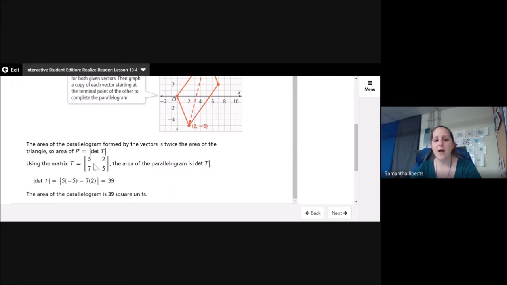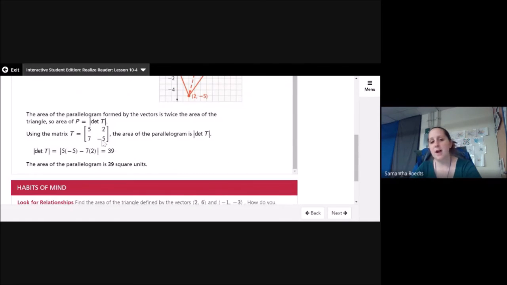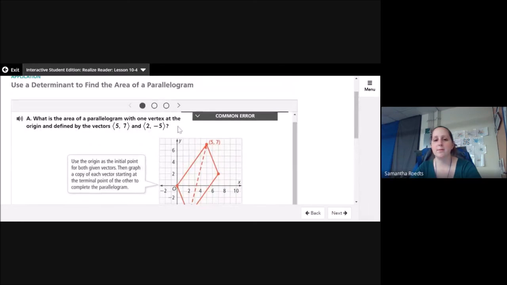Using the matrix T equals 5, 2, 7, -5, the area of the parallelogram is the absolute value of determinant T. In this case, the determinant is 5 times -5 minus 7 times 2, which gives me 39. So the area of the parallelogram is 39 square units.